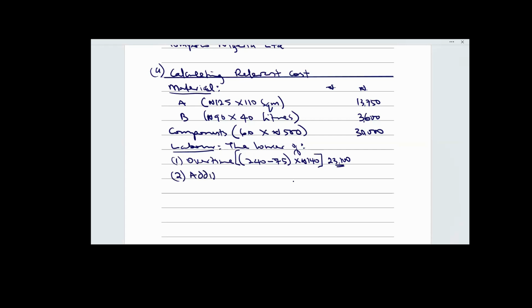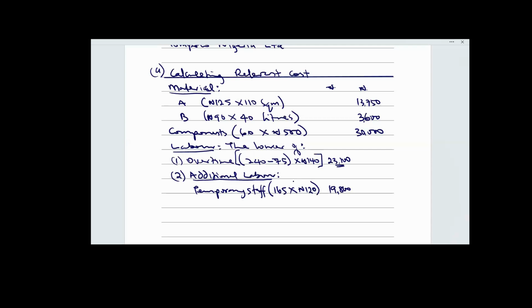Additional labor cost. Under additional labor, there are 2 different costs. One, employment of temporary staff. So you have 165 direct labor hours at a cost of, what's the cost? 120 naira. So what do you have there? 165 multiplied by 120. 19,800.